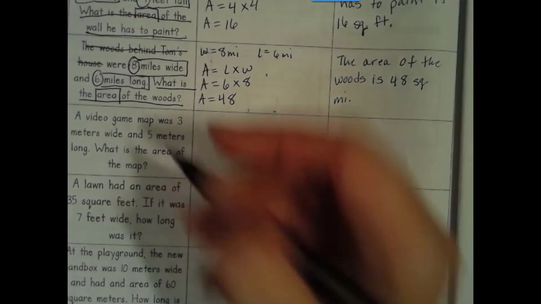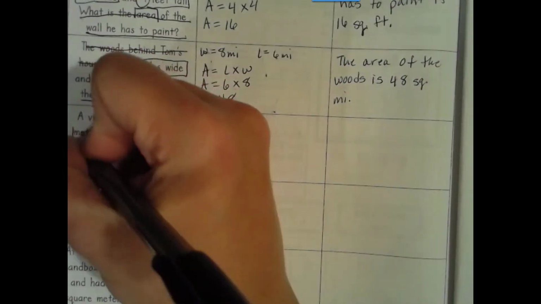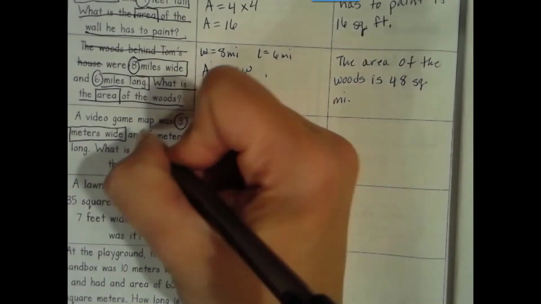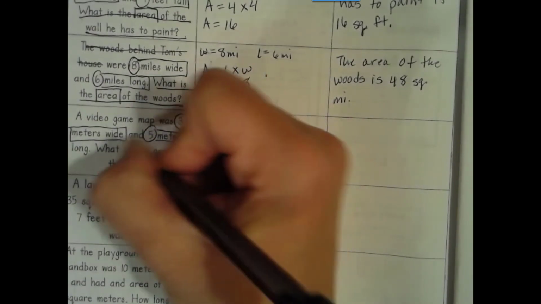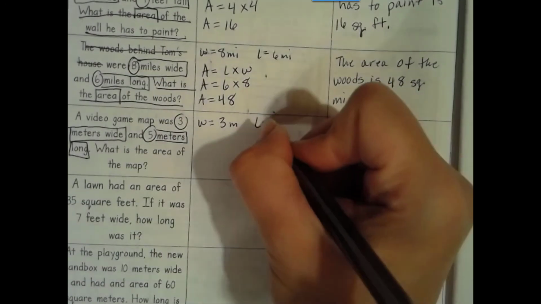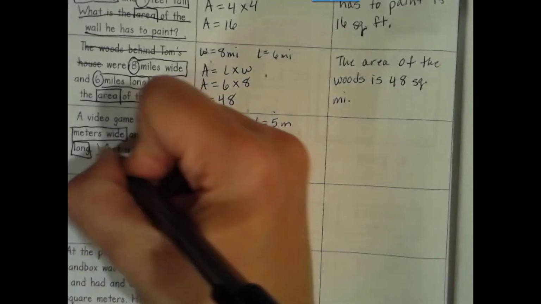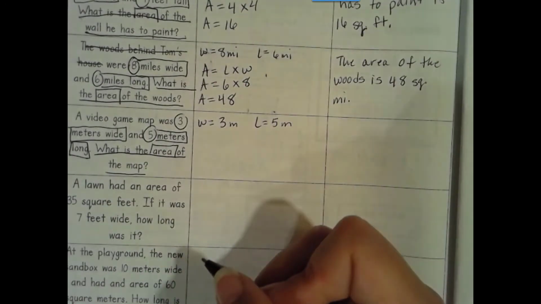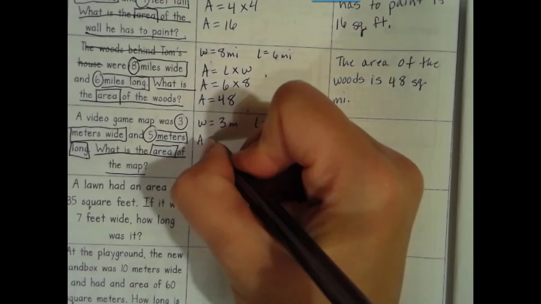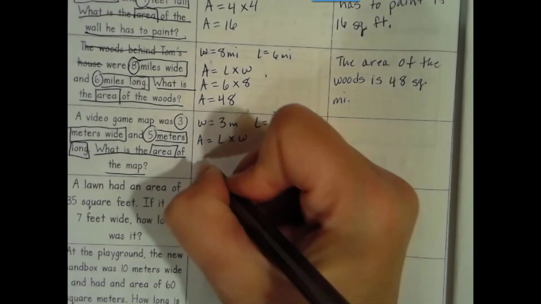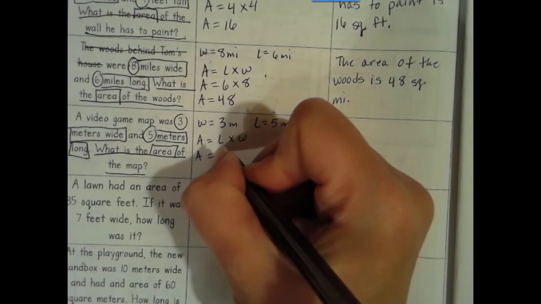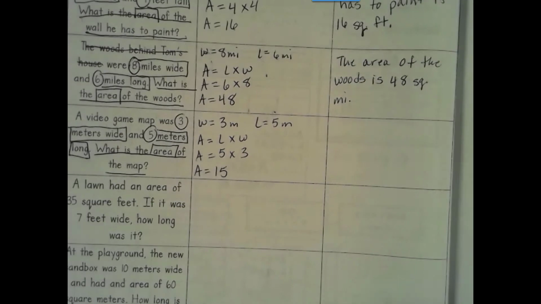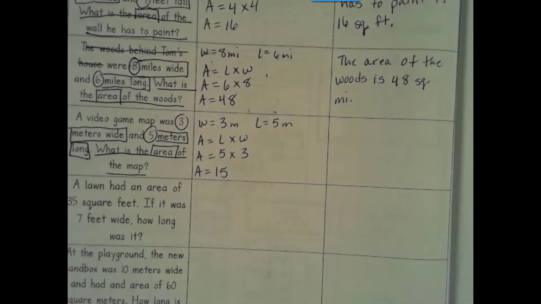A video game map was 3 meters wide. So the width is 3 meters and 5 meters long. So my length is 5 meters. What is the area of the map? So we're looking for area. Area equals length times width. Our length is 5. Our width is 3. 5 times 3 is 15. 15 squares fit inside that rectangle.